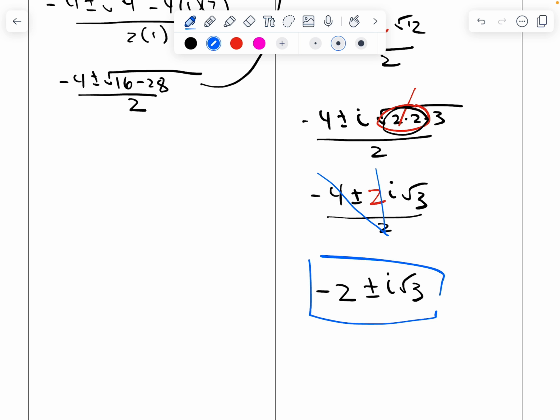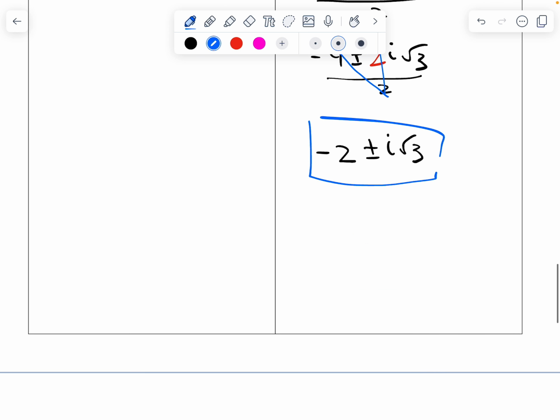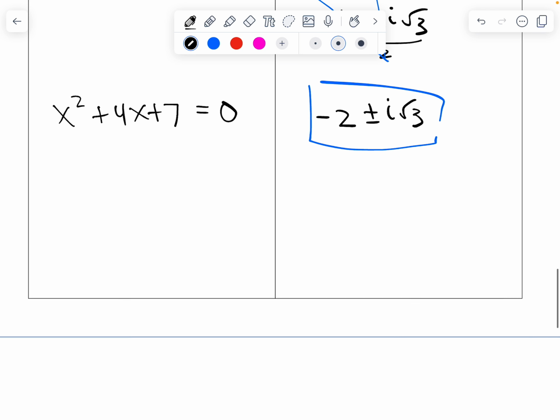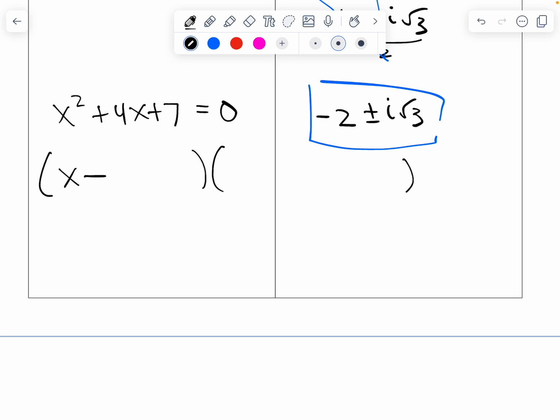Now, how does that solution help you know how to factor it? So again, our equation was x squared plus 4x plus 7. When we set this equal to 0, there were 2 values that made it 0. So when we factor it, it's always x minus, and then one of the factors is -2 plus i square roots of 3. That's one of the zeros. The other zero is -2 minus i square roots of 3. And so this is how you would factor that.